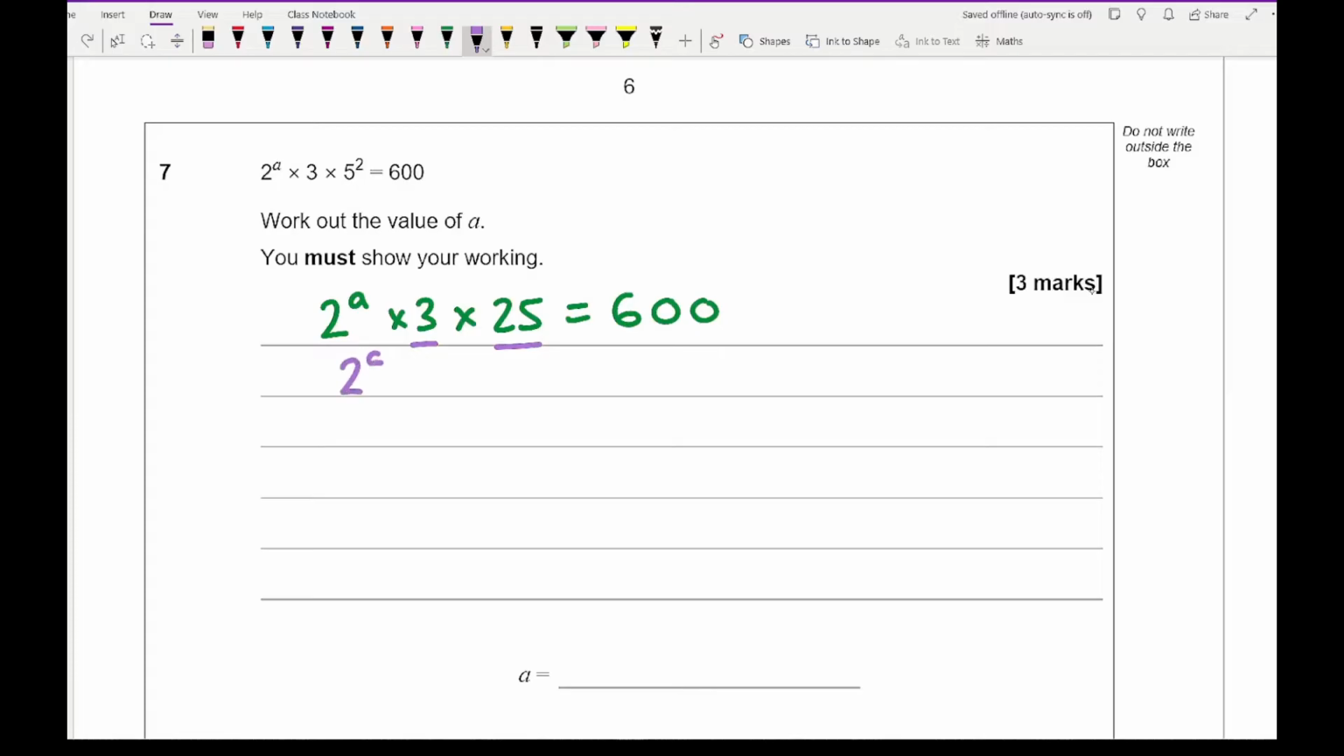So here, I've got 2a times 25 equals 600 divided by 3, which is 200. Then I take the 25 over to the other side to see how many 25s go into 200, and that's going to be 8. And then using the powers of 2, how many 2s do I need to multiply to give me 8? So a is going to equal 3. And again, all I've done from this is first of all divide by 3 and then divide by 25.